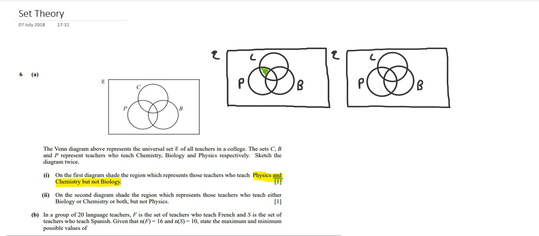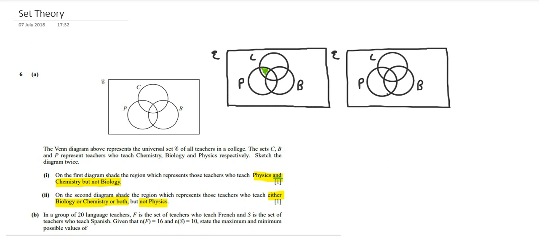Okay, let's go to the next question. On the second diagram, shade the region which represents those teachers who teach either biology or chemistry or both, but not physics. Okay, not physics. Once again, we can then ignore this whole physics set.